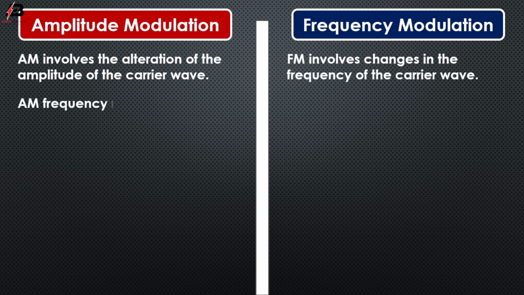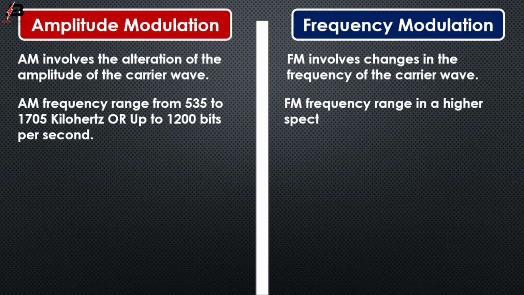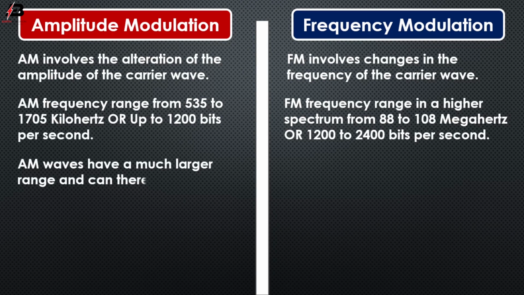AM frequency ranges from 535 to 1705 kHz or up to 1200 beats per second. FM frequency ranges in a higher spectrum from 88 to 108 MHz or 1200 to 2400 beats per second. AM waves have a much larger range and can therefore be received even in hinterlands.